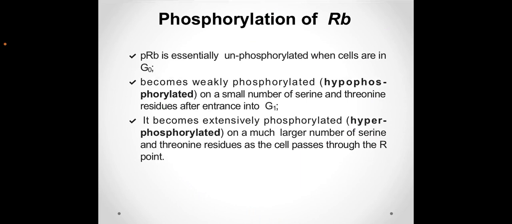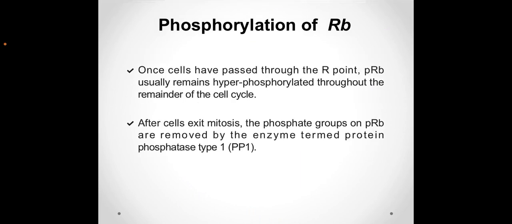pRB is essentially unphosphorylated when cells are in G0, the resting state. It becomes weakly phosphorylated, hypophosphorylated, on a small number of serine and threonine residues after entrance into the G1 phase. It becomes extensively phosphorylated, or hyperphosphorylated, on a much larger number of serine and threonine residues as the cell passes through the R point into the S phase.